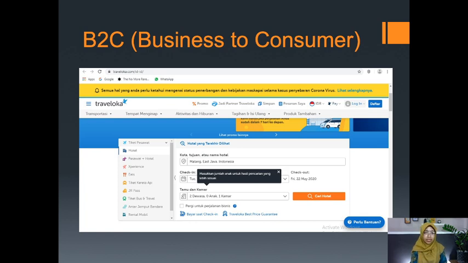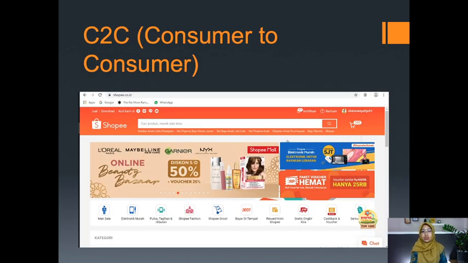And then I'll go to C2C or consumer to consumer. What does it mean? This is quite clear, I think. The consumer to consumer transaction happens when a consumer sells their service or their product to another end consumer, to another consumer. We find many e-commerce platforms which provide this service, providing an opportunity for a consumer to sell their service or their product to another consumer.